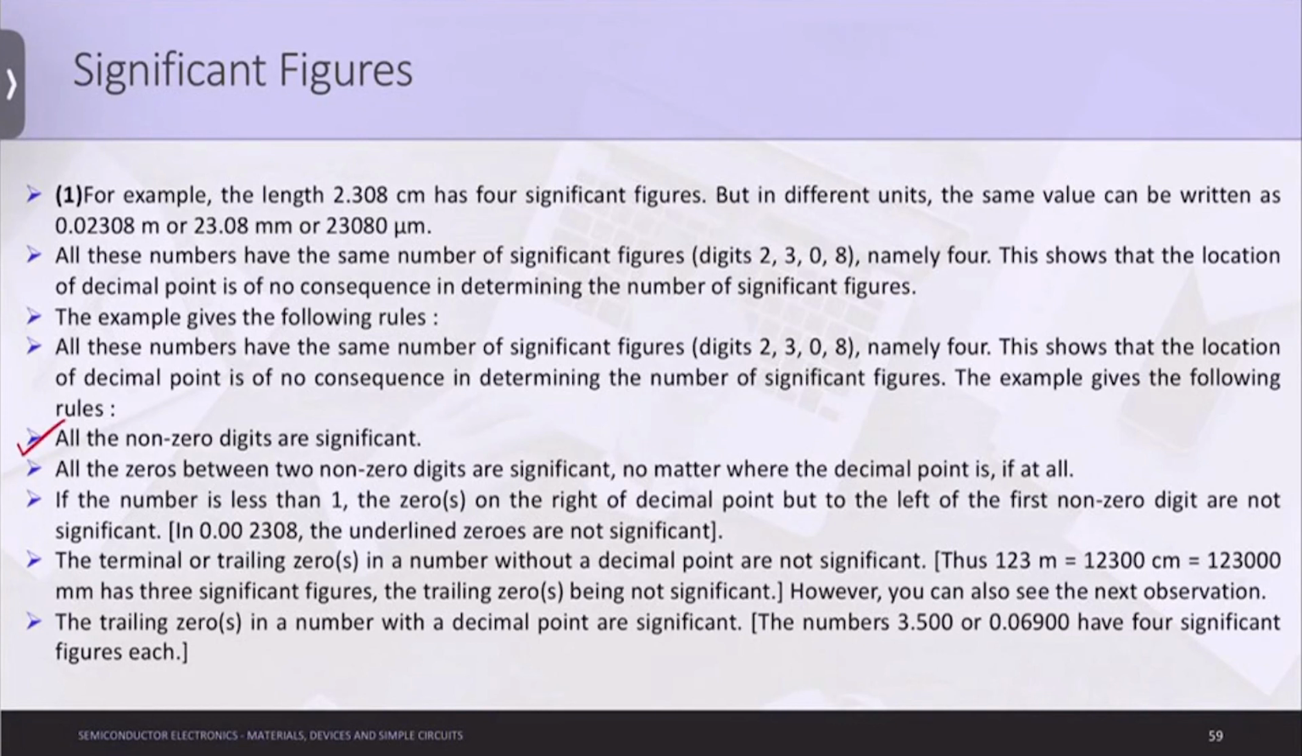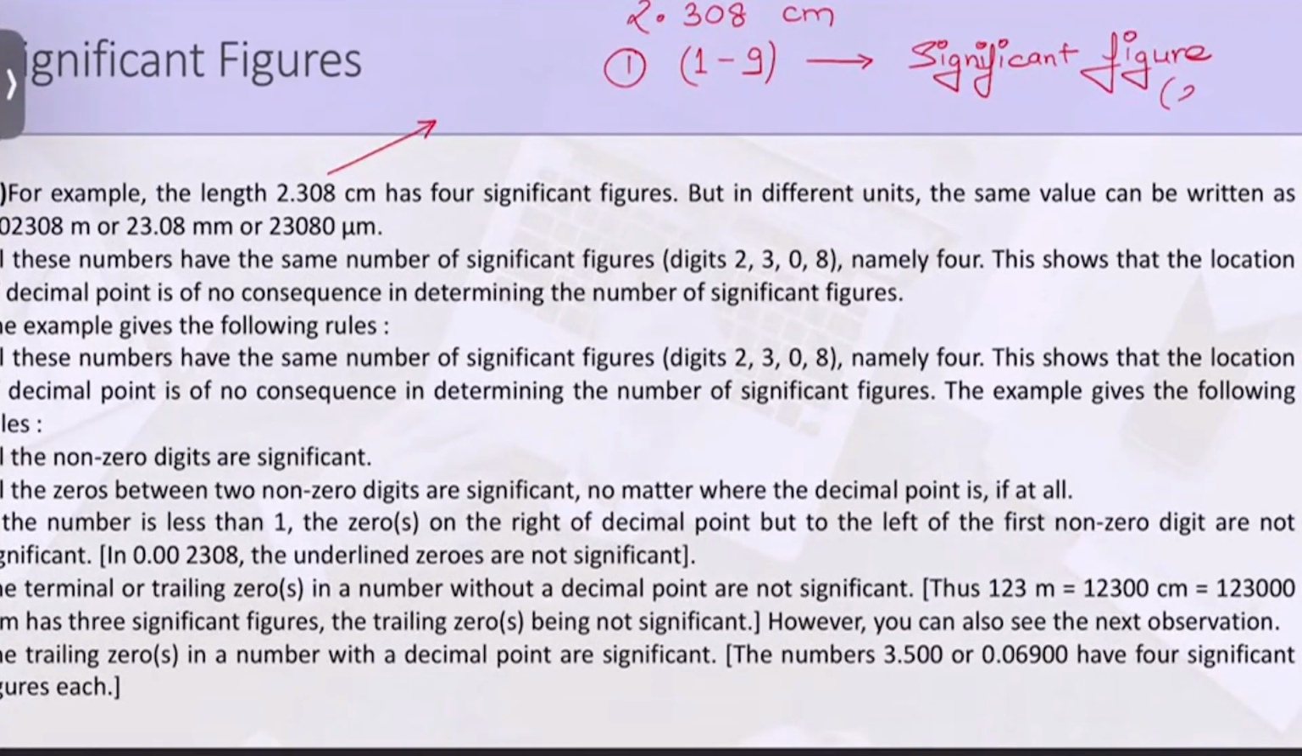Next, all the zeros between two non-zero digits are significant, no matter where the decimal point is, if at all. What does it mean? Let us take this case, 2.308 centimeters. The first rule states that all non-zero numbers, anything between 1 to 9, will always be considered a significant figure. So using this first rule, 2, 3 and 8 are significant figures.